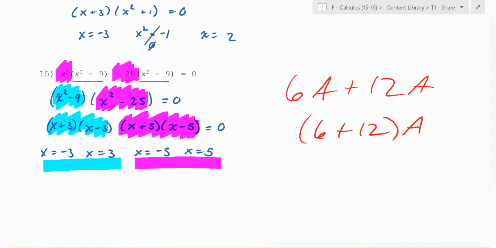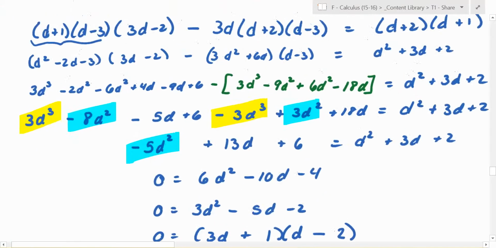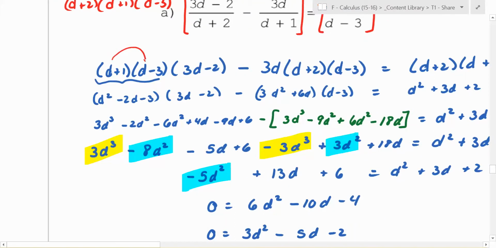Any last question? That's a good question. When you have all 3 multiplied together, what you do is do it in pieces. So let's take a look at this. d times d is d squared. d times negative 3 and 1 times d are combined; that's this one in the middle. And then 1 times negative 3 is right there. So another way to say that is you have d plus 1 times d minus 3. That is d squared minus 3d plus d minus 3.